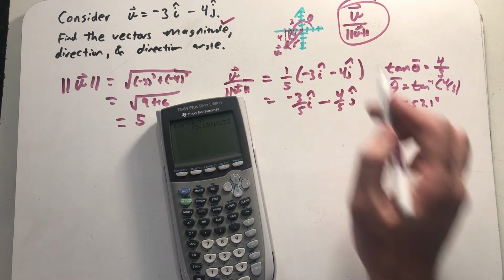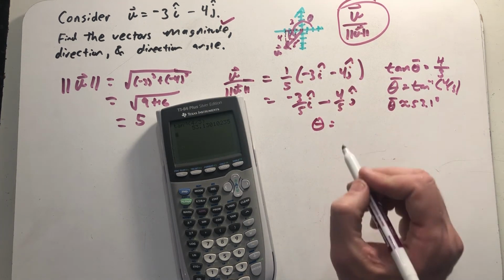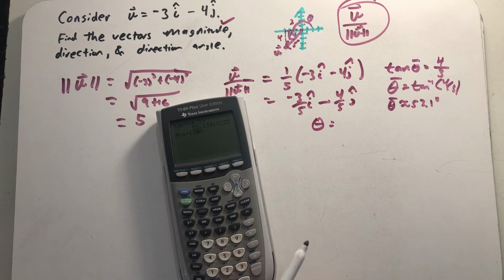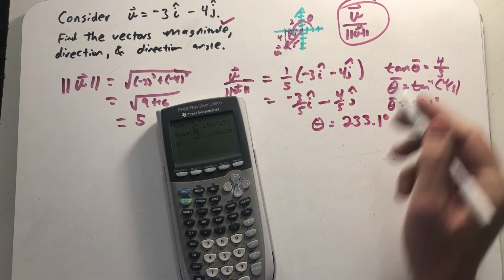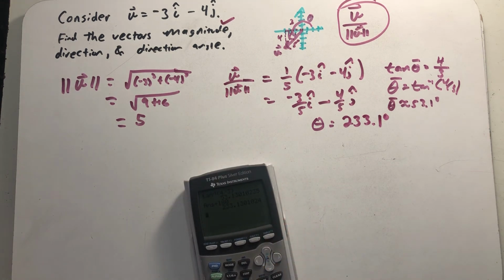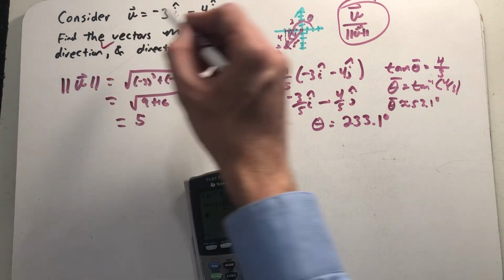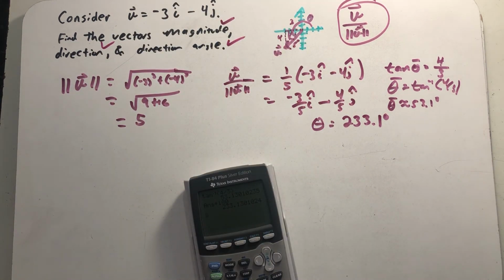And my actual angle, I see I have to add 180 to that. 233.1 degrees. And there we have it. We have found the magnitude, the direction, and the direction angle of that vector.